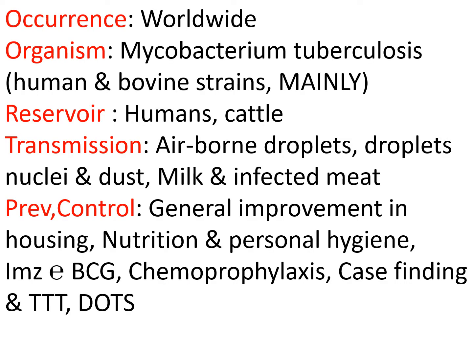Occurrence: worldwide. Organism: Mycobacterium tuberculosis, mainly human and bovine strains. Reservoir: humans and cattle. Transmission: airborne droplets, nuclei, and dust, milk and infected meat. Prevention and control: general improvement in housing, nutrition, personal hygiene, immunization with BCG, chemoprophylaxis, case finding and treatment DOTS.